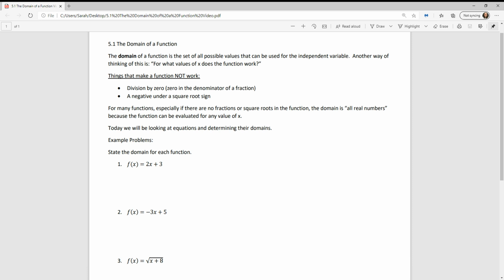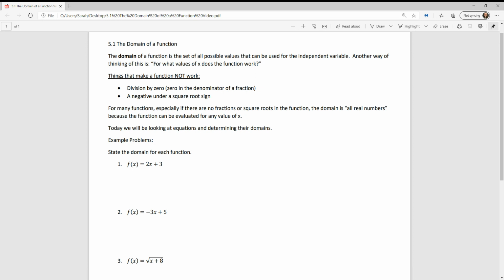Hello, today we're going to be looking at finding the domain of a function. So first, the domain of a function is the set of all possible values that can be used for the independent variable. That's kind of a mouthful. So another way of thinking of that is, remember our independent variable is x. What values of x make the function work?